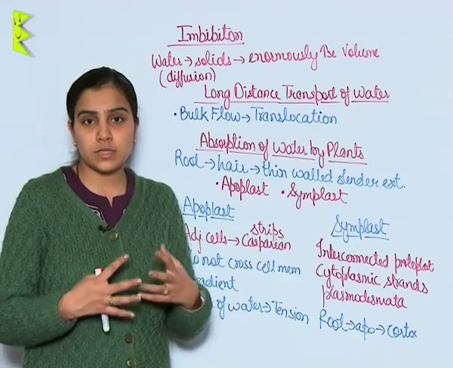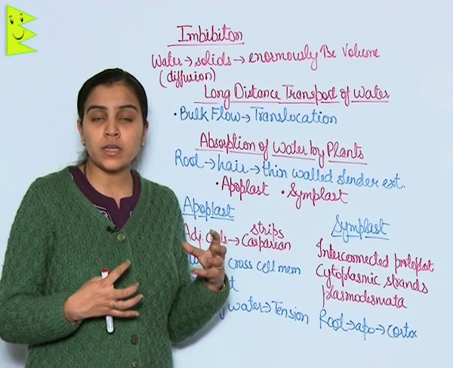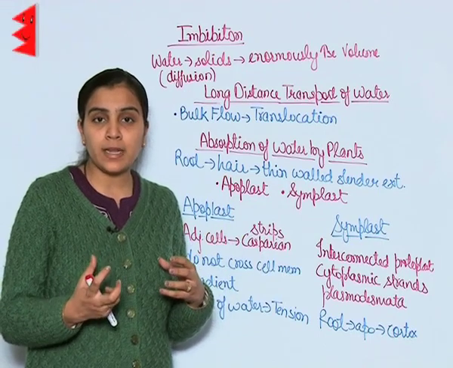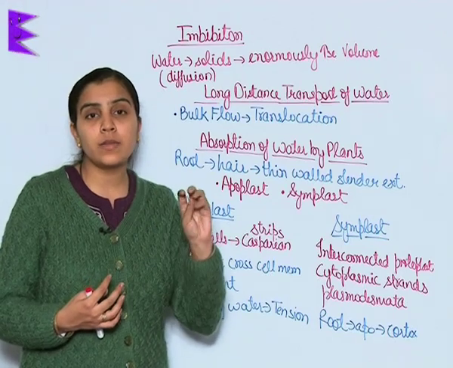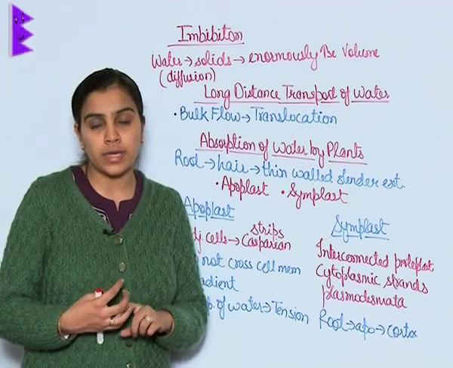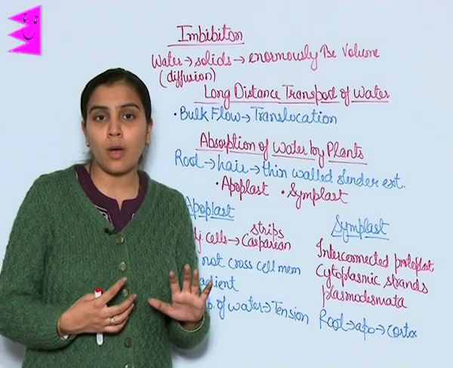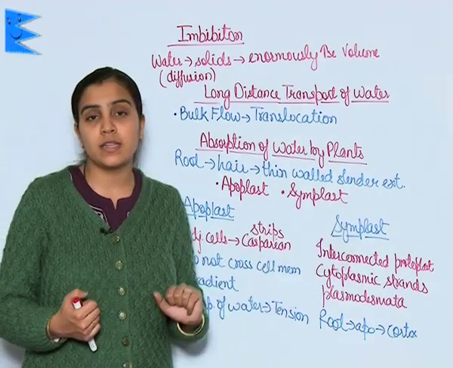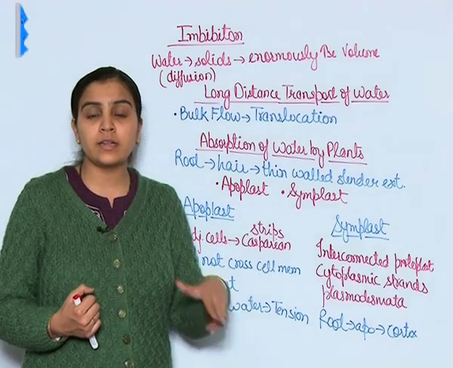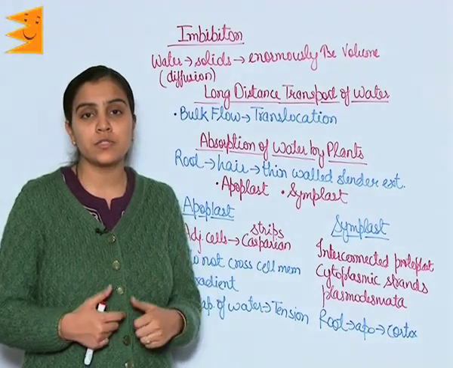You can see the water is primarily absorbed through the apoplast system till the time it reaches the inner boundary of the cortex, where it is stopped by the Casparian strips, and then this symplast mechanism comes in and takes water to the xylem, where water is free to move.